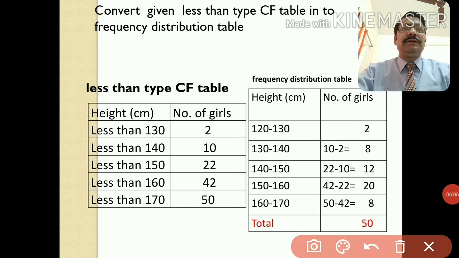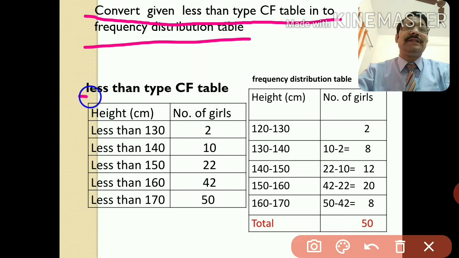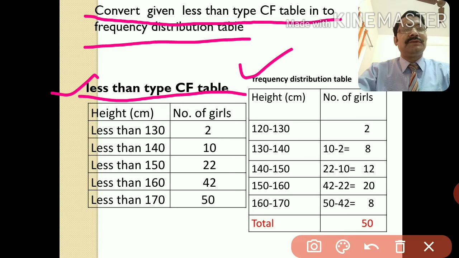Now look here, we have a different type of question. Convert the given less than type CF table into a frequency distribution table. Here the less than type table is given to you, and you have to find the frequency distribution table. It is the opposite: previously we found the less than type table from the frequency distribution table, but now we go from the less than type CF table to the frequency distribution table. So how can we convert?